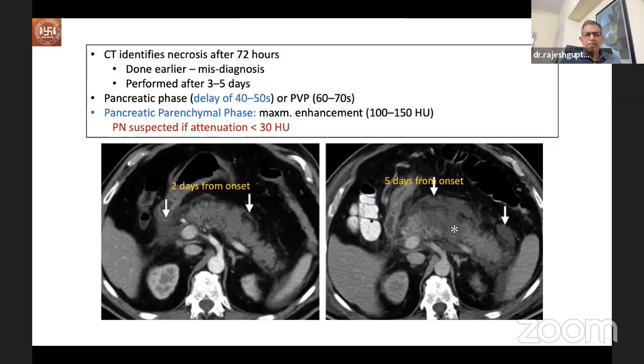But more importantly, the CT scan should include the pancreatic parenchymal phase, which is the phase of maximal enhancement of the parenchyma. In that phase, if there is an area, as you see here in the right frame, with no enhancement while the rest of the pancreas is enhancing, then you can label this as necrotizing pancreatitis, which is missed if the CT scan is done early, when the whole of the pancreas is showing enhancement, but subsequently develops necrosis.